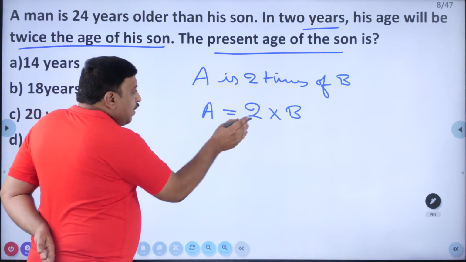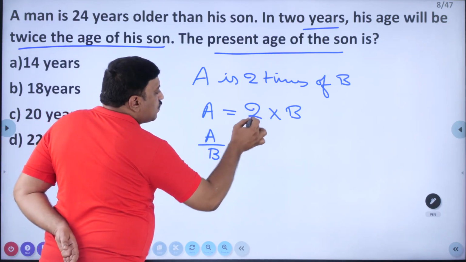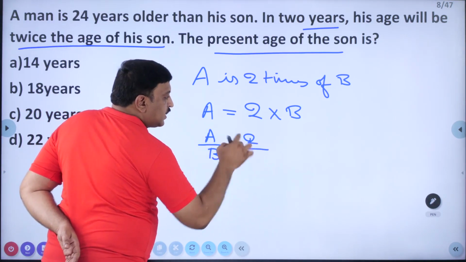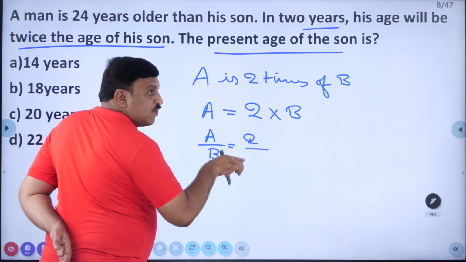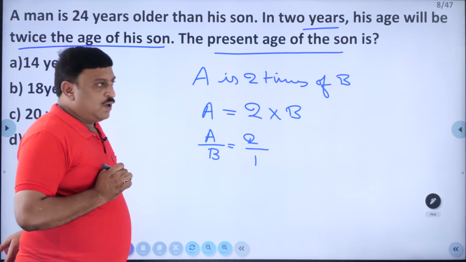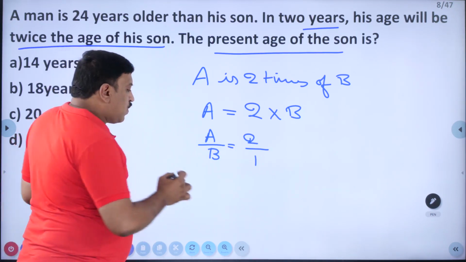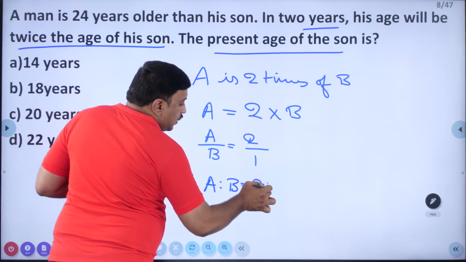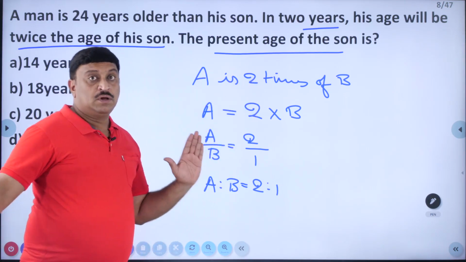A is 2 times of B. Means I will put A by B is equal to how much? 2. If I want to write it divided by something, it is nothing but 2 by, the value should not change. So when the value won't change, put 1 only. So 2 is nothing but 2 by 1. So A by B is equal to 2 by 1, means what is the ratio? A is to B is 2 is to 1. So make a note of this separately.